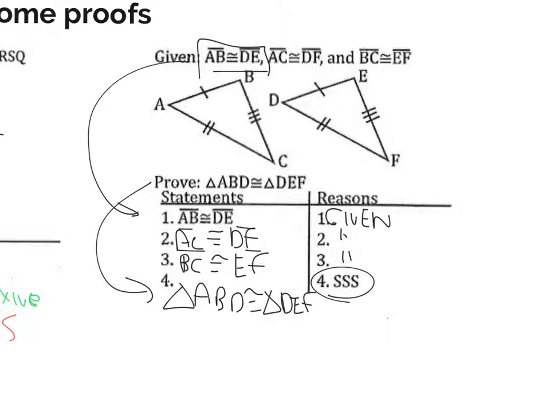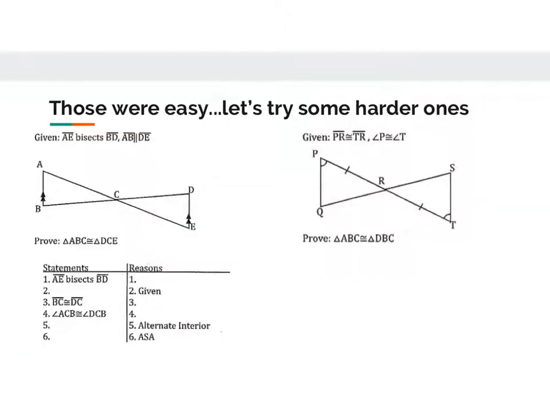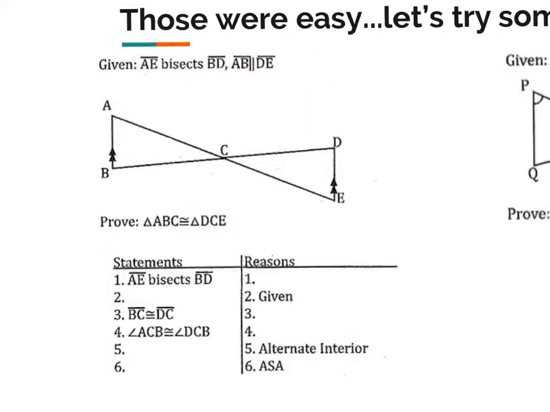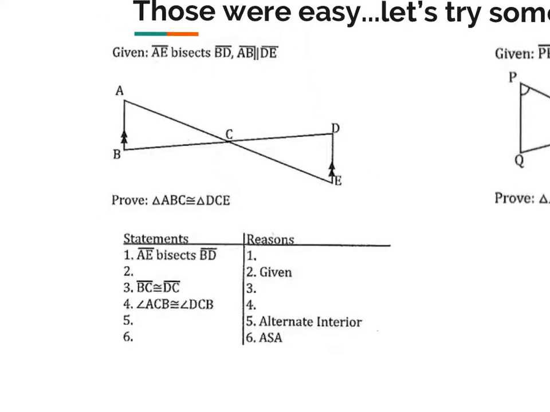They're side, side, side congruent. So it's really nice. That's a very, very easy one. You're not going to see ones like that. So just realize that that's kind of a gift one. So let's start taking a look at ones that are slightly different, slightly more difficult.